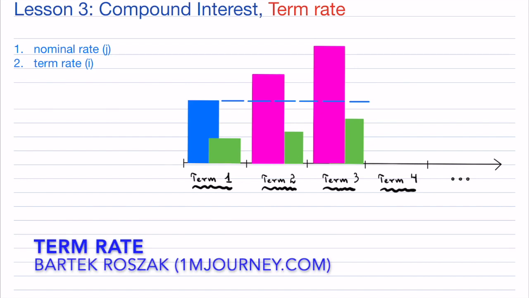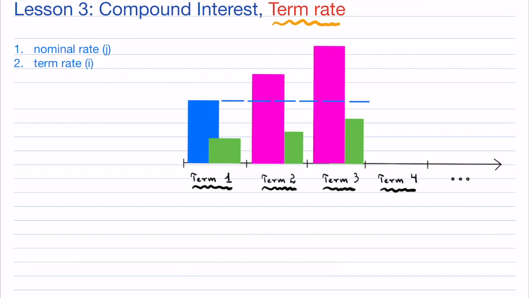In this lesson, we'll talk about the term rate. Now, in order to discuss the term rate, I'll give a few examples of the nominal rate, and then once we know how we are compounding, we can find out our term rate.